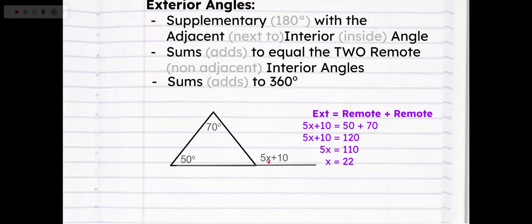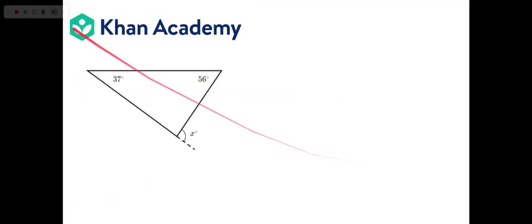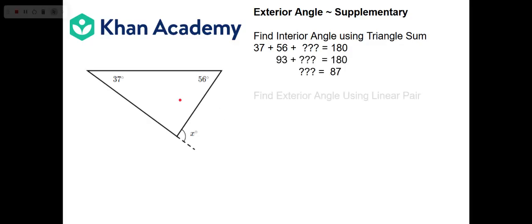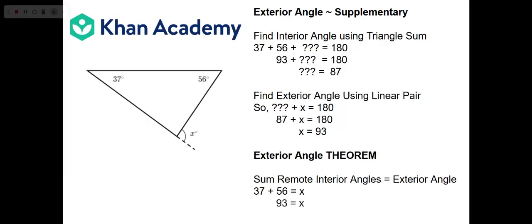This 60 plus 5x plus 10 equals 180, and that's another way you could solve it. Okay, let's do another example. Here's an example from Khan Academy. Again, what's the fastest way to solve this? Angle first and then subtract from 180? Or you could just add them together and you'll get the exterior angle. Your choice what you want to do.